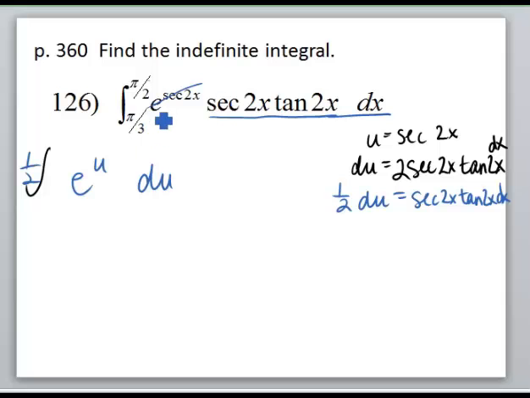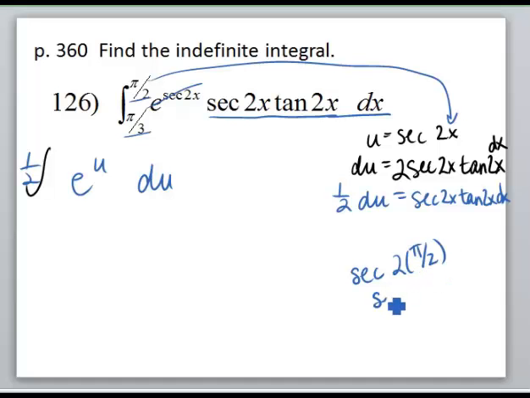Now, I did not change my bounds yet, so I need to do that. So I'm going to use that method where I plug those bounds in, so I can just change them into u values. So I'm going to have to think about what is the secant of 2 times pi over 2. So I'm really asking myself, what is the secant of pi? Well, secant is 1 over cosine. So 1 over cosine of pi, the cosine of pi is -1, so I have 1 over -1. So that means that this value for this bound right here is -1, so I'm going to write -1.